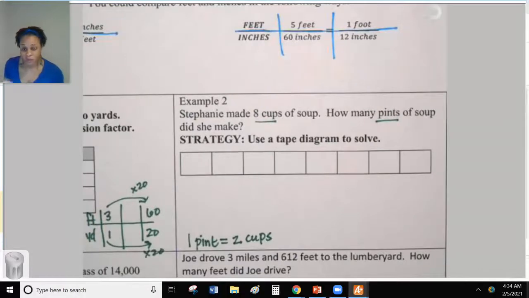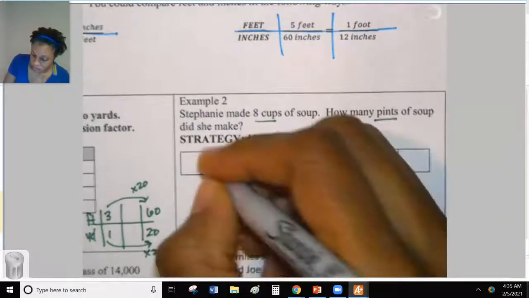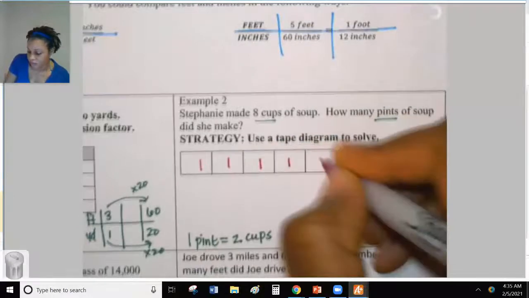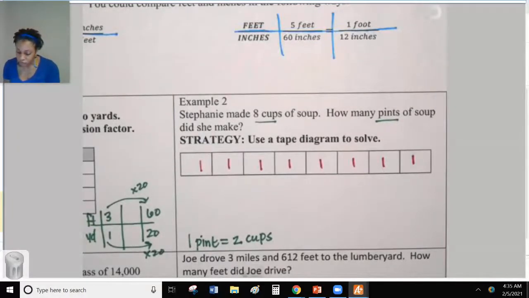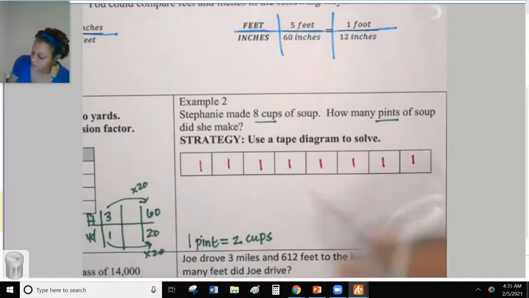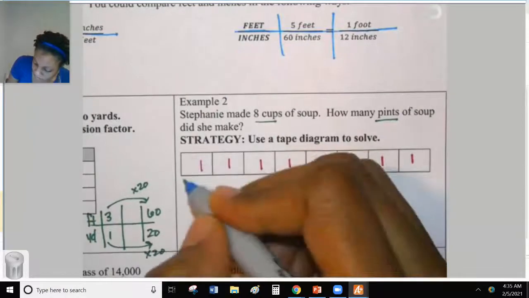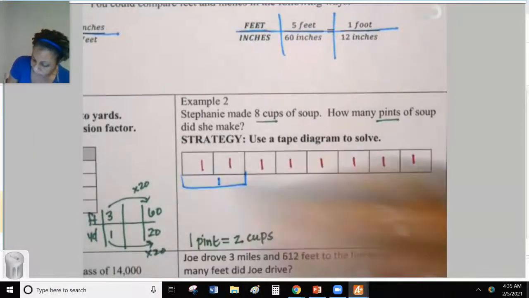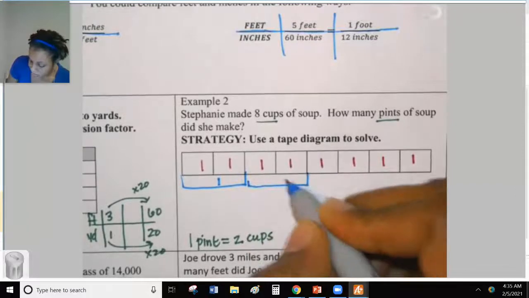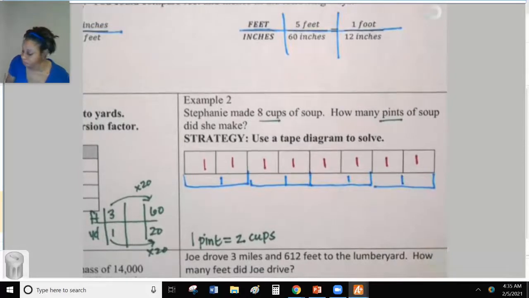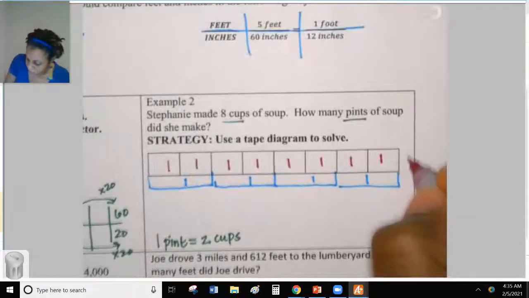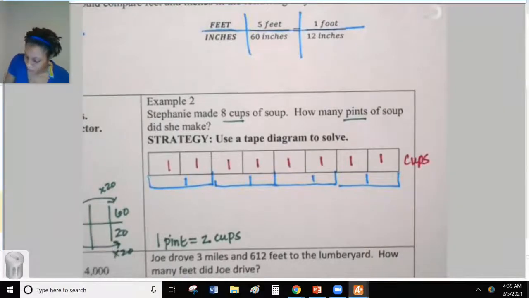It says she made 8 cups of soup. 1, 2, 3, 4, 5, 6, 7, 8. So each one of these boxes represents a cup of soup that Stephanie made. It tells me that 2 cups will make a pint, and I'm looking for how many pints. So I think if I combine these 2 cups together, that will make 1 pint. These cups, that's a pint, and these cups, is a pint. Okay? So let's label. This would be cups, and then the bottom is pints.